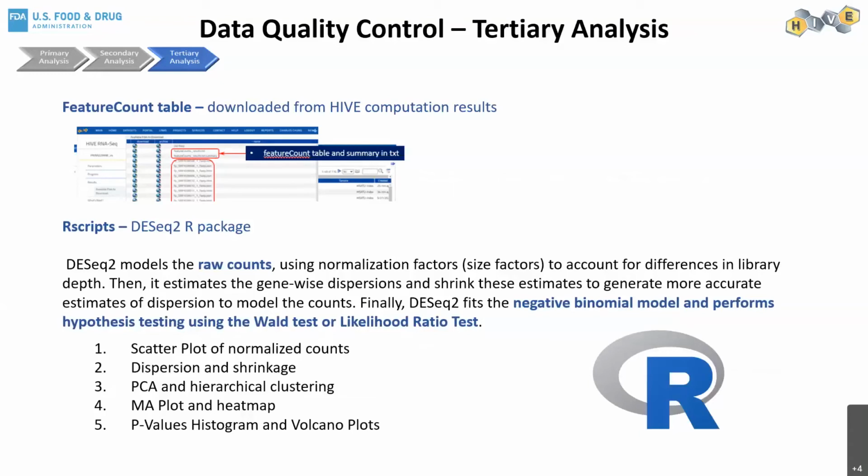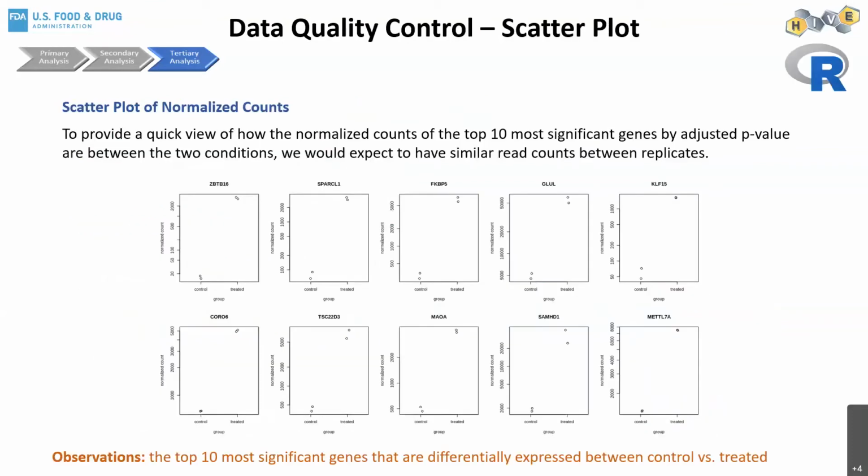For the tertiary analysis, as I mentioned before, we download the table from the Hive computation results, and we use R scripts with the DESeq2 R package. Again, DESeq2 models the raw counts, tries to fit the negative binomial model, and performs hypothesis testing using the Wald test or likelihood ratio test. Some of the graphs that you can generate with these R scripts are scatter plot of normalized counts, dispersion plots, PCA, hierarchical clustering, MA plot and heat maps, p-values histogram, and volcano plots. So I'm going to show quickly some of these graphs.